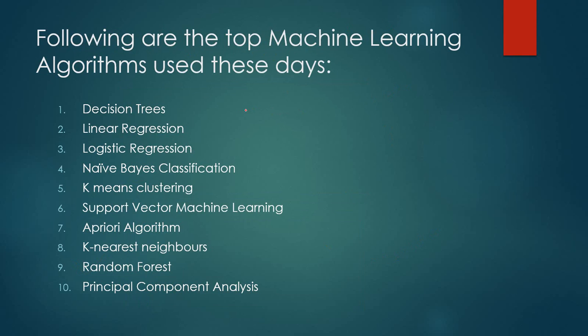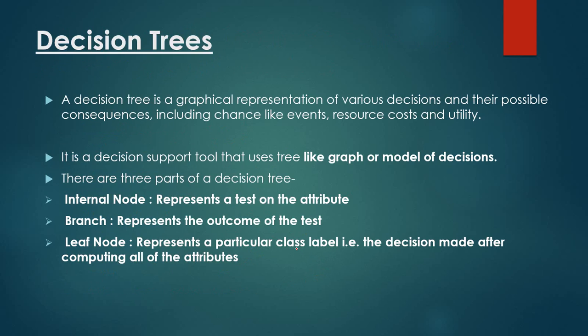Some of the most important algorithms used in the modern world are as follows. This is not exhaustive. There are many more, I would say, but these are some of the popular ones. And these are very important algorithms used in the industry and academic research. One is decision tree, then linear regression, logistic regression, Naïve Bayes classification, k-means clustering, support vector machine, Apriori algorithm, k-nearest neighbor algorithm, random forest algorithm, principal component analysis algorithms, and there are many more. But these are some of the most popular ones.